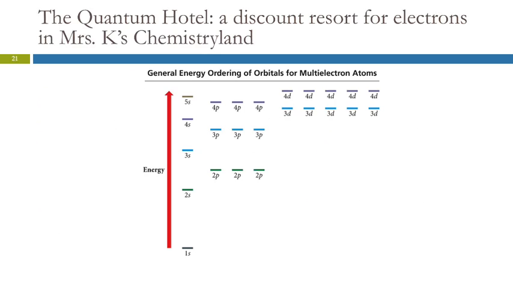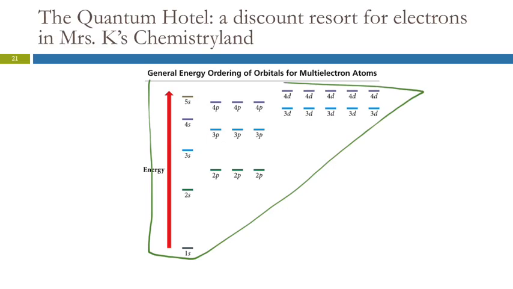Okay, so this same diagram is my hotel. Let me put some walls on it. And the electrons come to stay at the hotel. Pick an element.